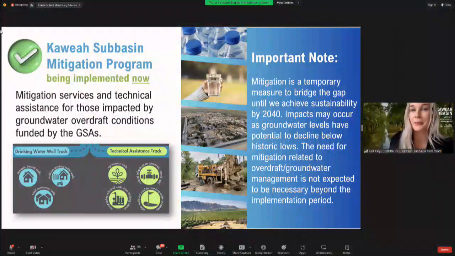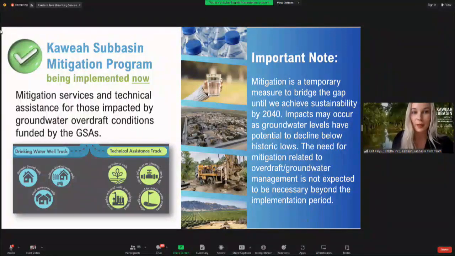But before we go into more detail, I would like to take a moment to express our gratitude to the Self-Help Enterprises team for patiently teaching us just how nuanced and challenging developing a mitigation program is, and for serving as our mentors and our implementation partners in this process.